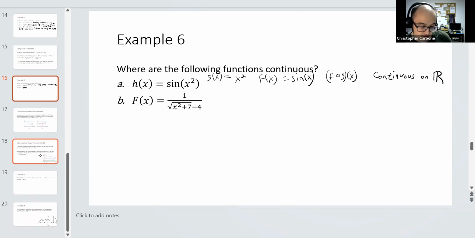For capital F of x is equal to 1 divided by the square root of x squared plus 7 minus 4, we could break this up into multiple functions. We could let lowercase f of x be 1 over x, g of x being x minus 4, h of x being the square root of x, and k of x being x squared plus 7.